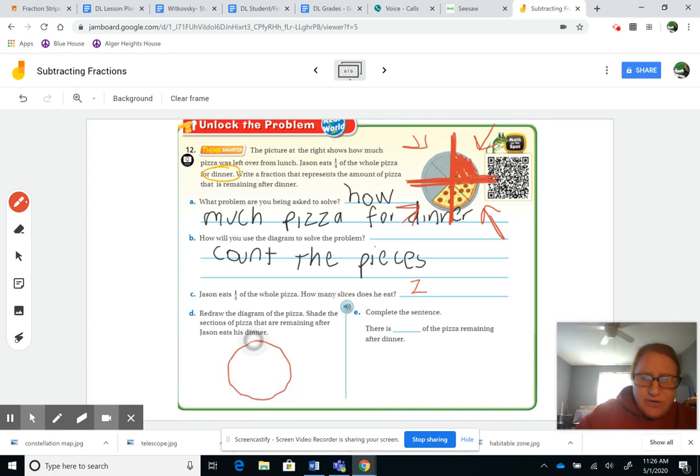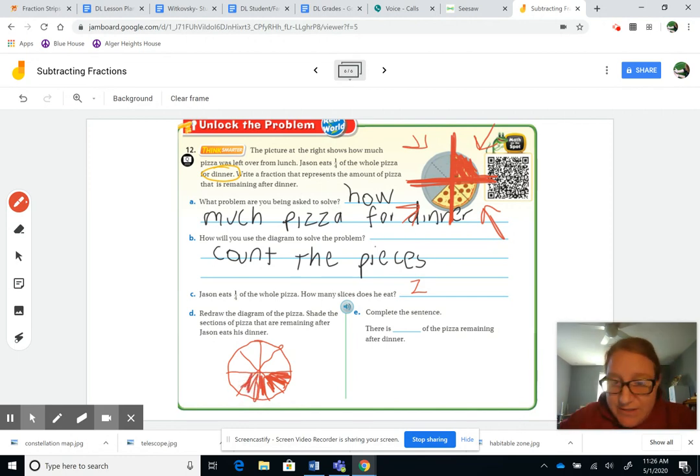I'm going to go 1, 2 like that. That gives me 4 pieces of pizza. But that pizza was originally cut into 8 pieces, and now there are 3 left over. So I'm going to color in 3.